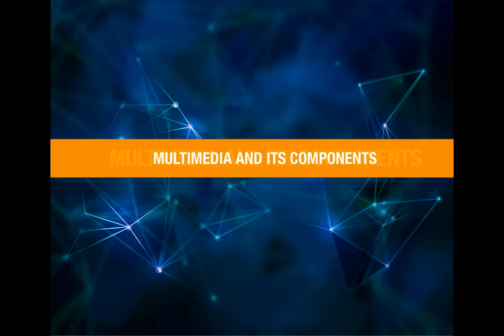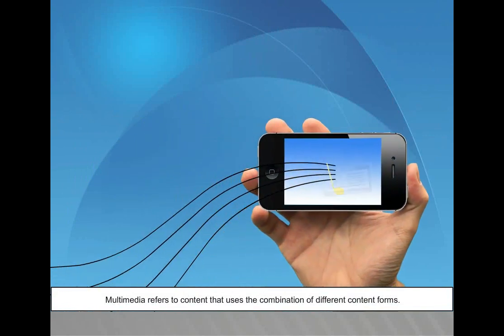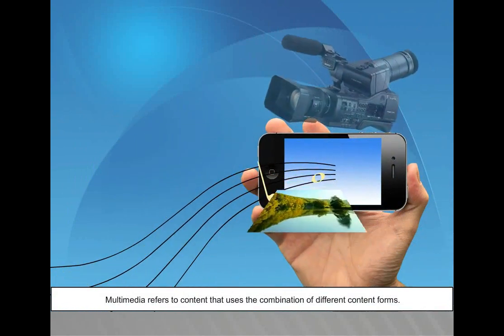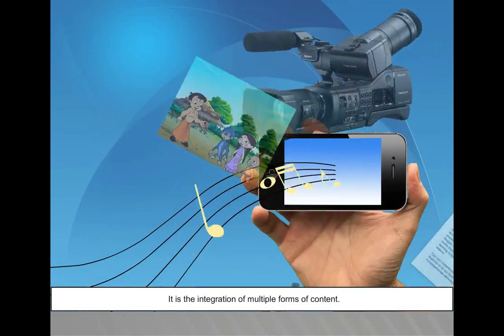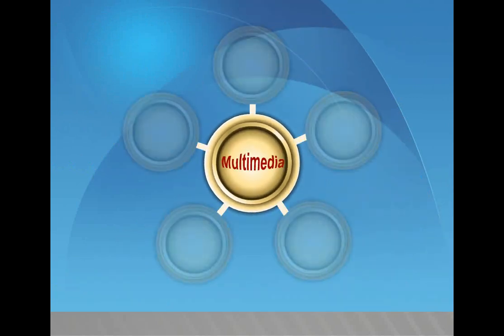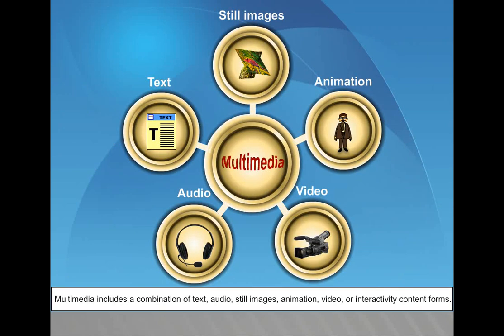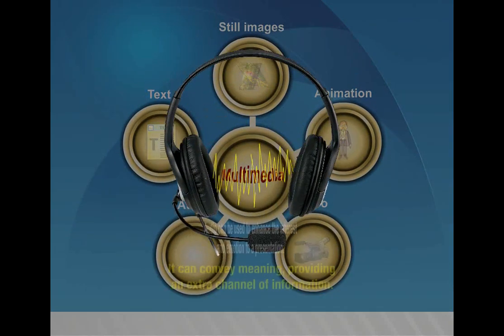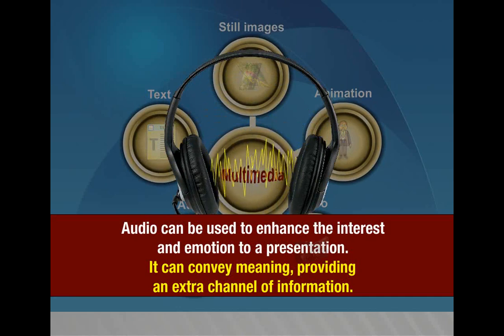Multimedia and its components. In this video, we are going to see about multimedia and its components. Multimedia refers to content that uses a combination of different content forms. It is the integration of multiple forms of content. Multimedia includes a combination of text, audio, still images, animation, video, or interactivity content forms. Audio. Audio can be used to enhance the interest and emotion of a presentation. It can convey meaning, providing an extra channel of information.